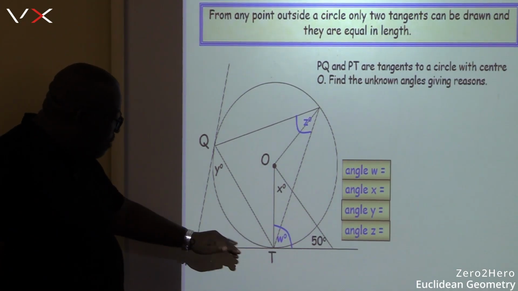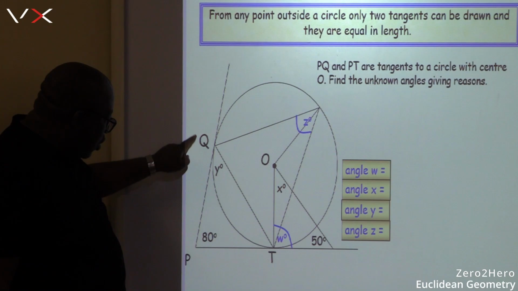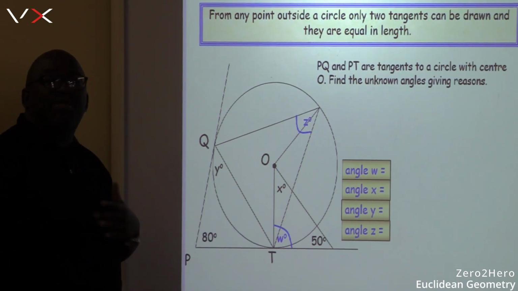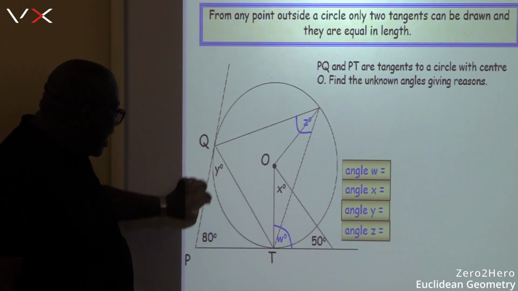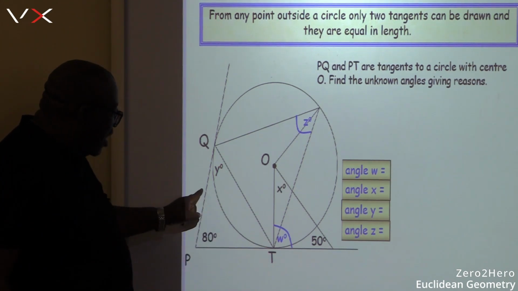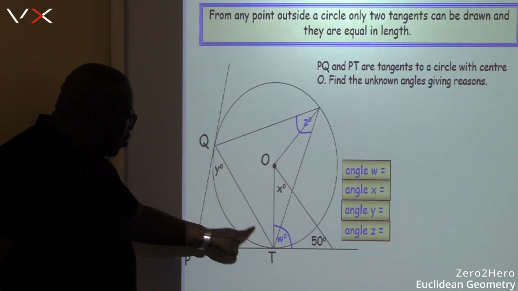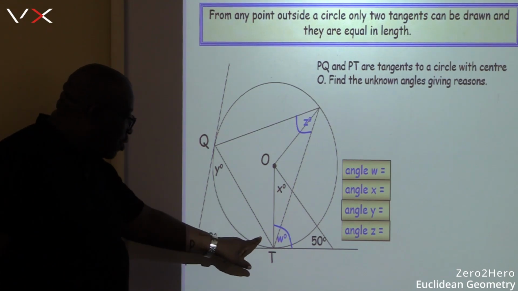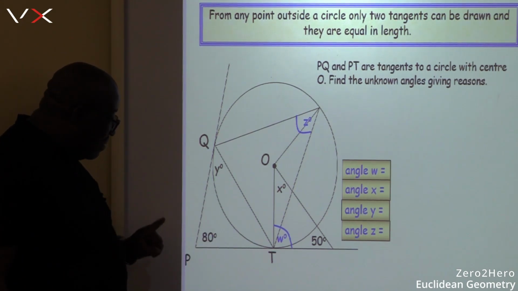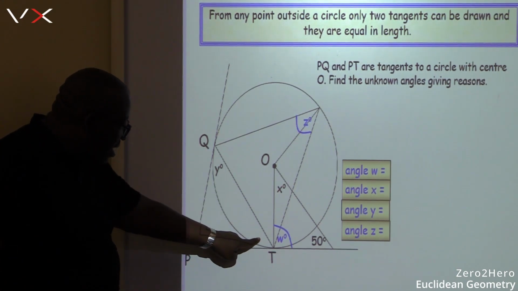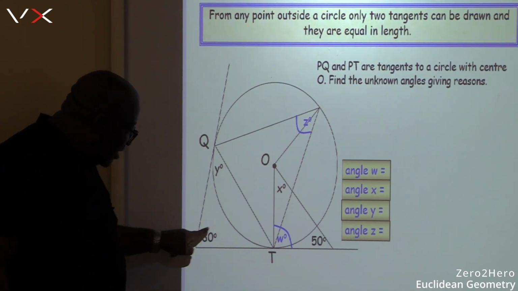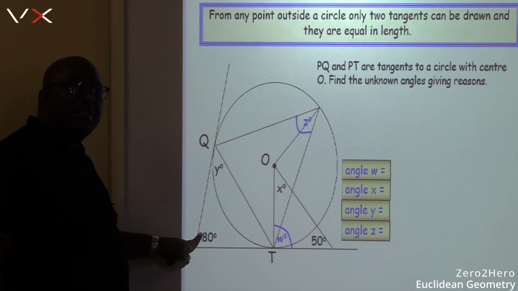If these two are the same, what type of triangle is this one? QPT. It's an isosceles triangle. Now, if this is an isosceles triangle and these two are the same, it simply means that these two angles will be the same. If that is Y, this will also be Y. Remember, if these two are the same, and I add this plus this plus this, what do I get? 180 degrees.